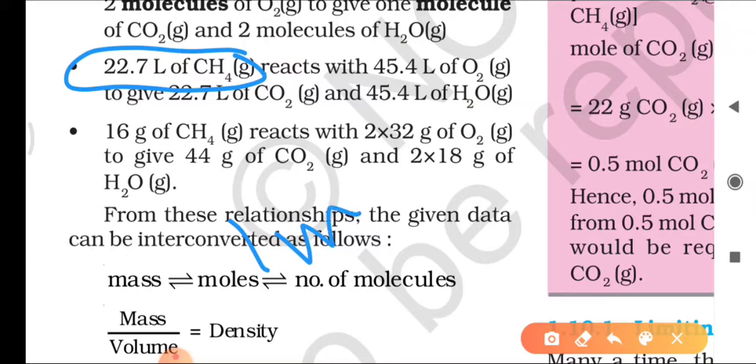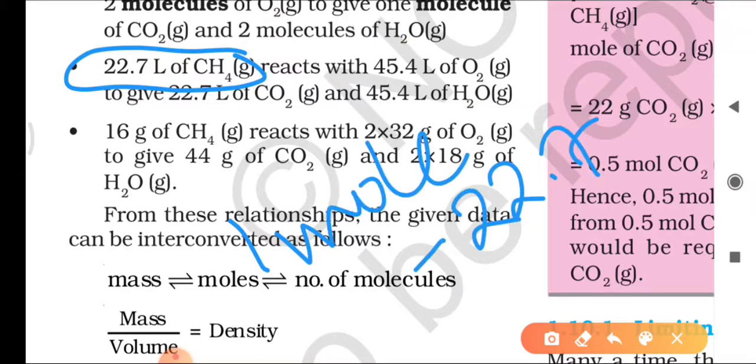So 1 mole, how many liters will it occupy? That is 22.7 liter. So if 22.7 liter of methane is taken at STP, then it will produce how many liters of water? Simply you know that in a balanced chemical equation, 1 mole of methane will produce 2 mole of water. So 1 mole is equal to 22.7 liter.